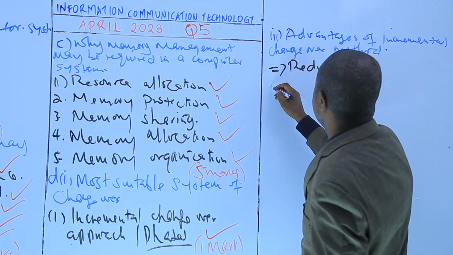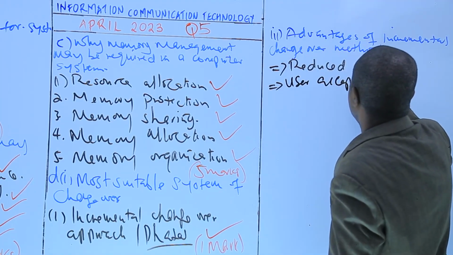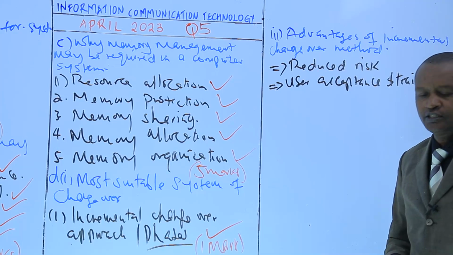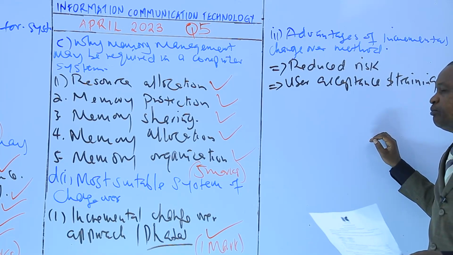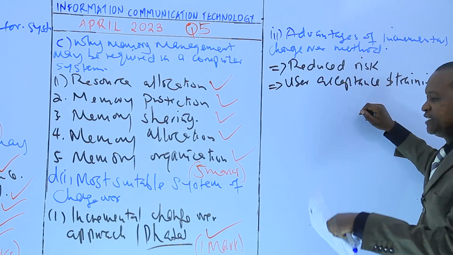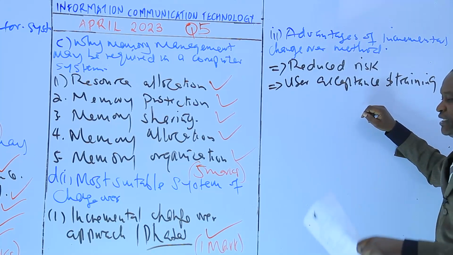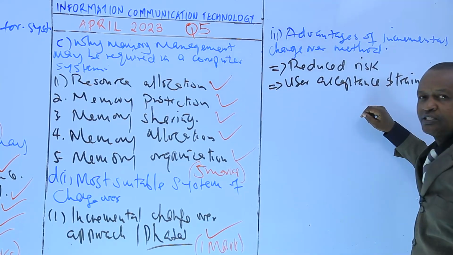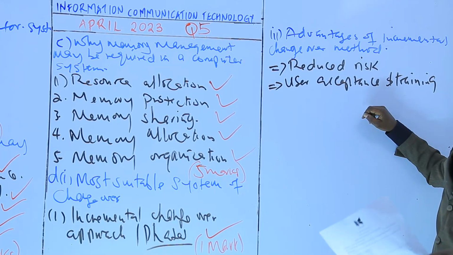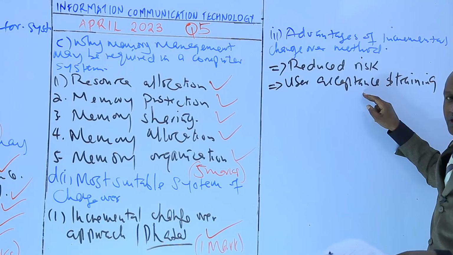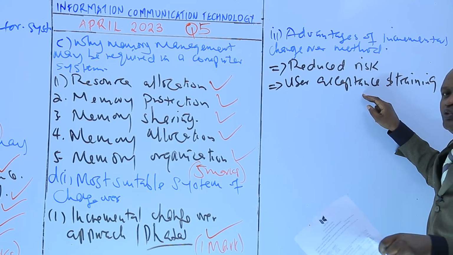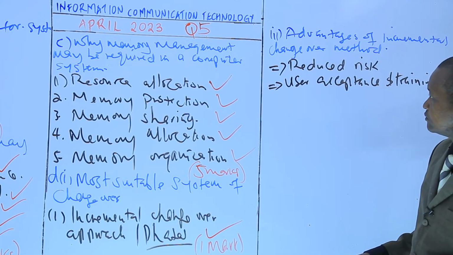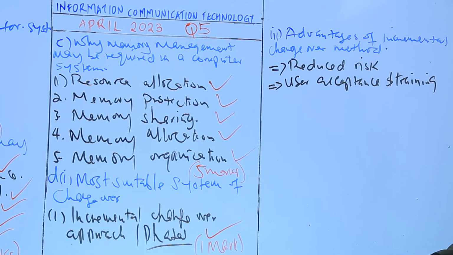The second advantage, user acceptance and training. By implementing the new system in phases, users have the opportunity to gradually adapt to the changes. And this approach allows for sufficient user training and support, thereby increasing the chances of user acceptance and reducing resistance. Do you understand?